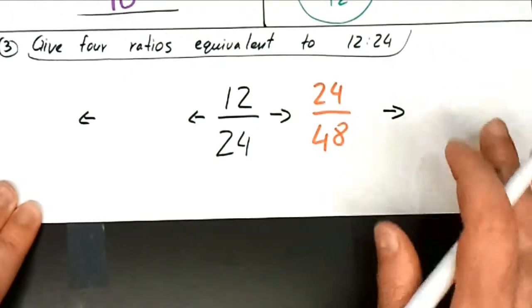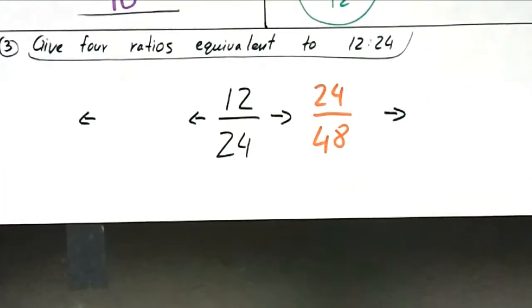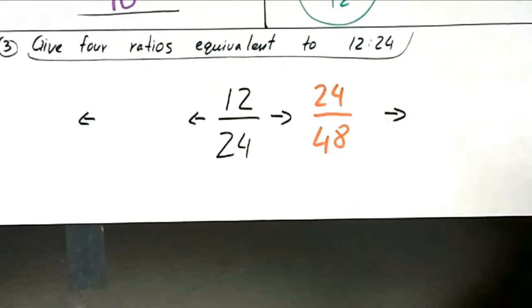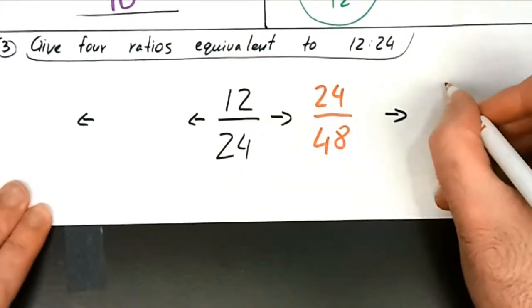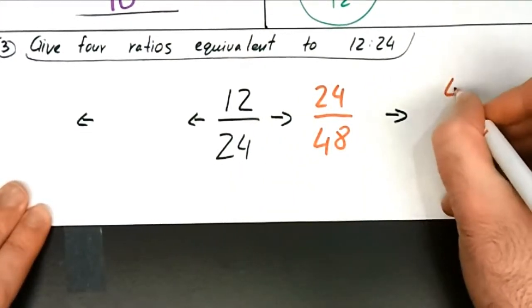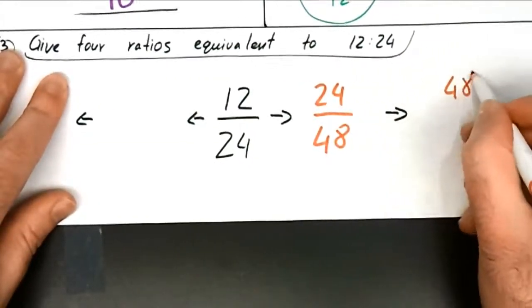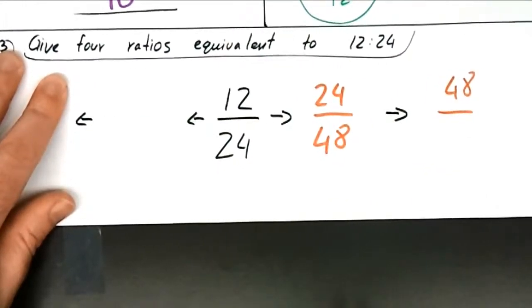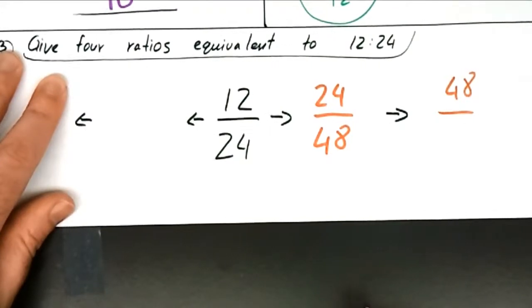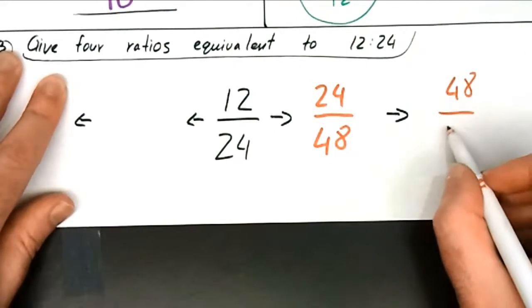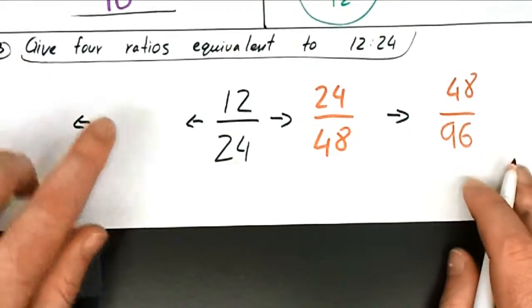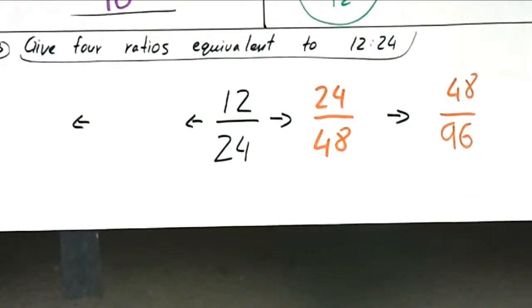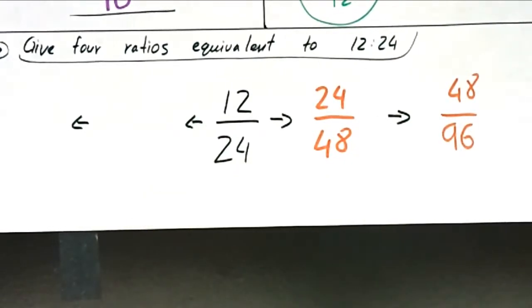What if I asked you to go one more on this side? Again, you can triple it if you want, but I think doubling is perfectly fine. So if I double the top, I am going to get 48. And if I double the bottom, does anyone know what 48 times 2 is? It's 96. And that's also equivalent to this original ratio we started with. Alright, that's 2. Now let's do 2 that are smaller than our original ratio.